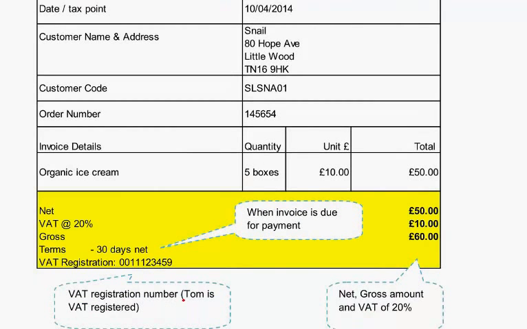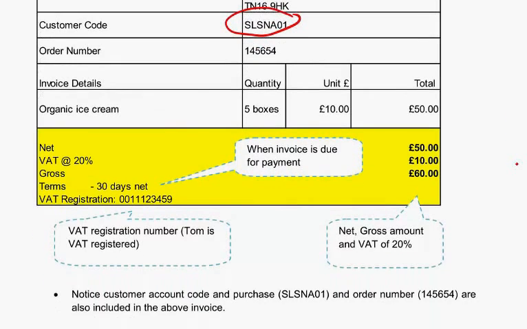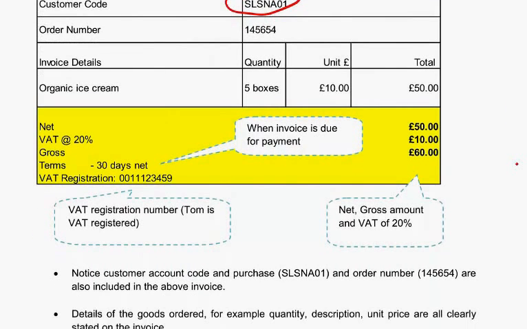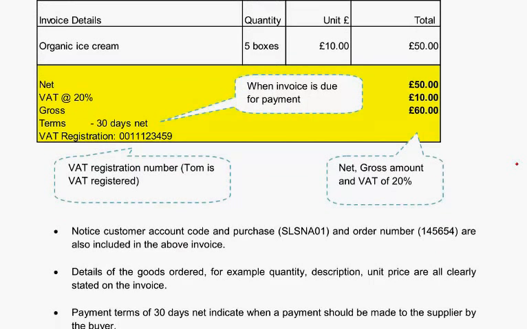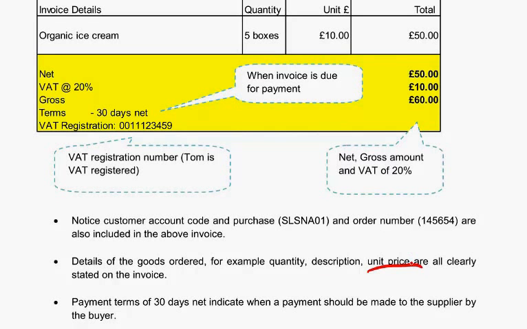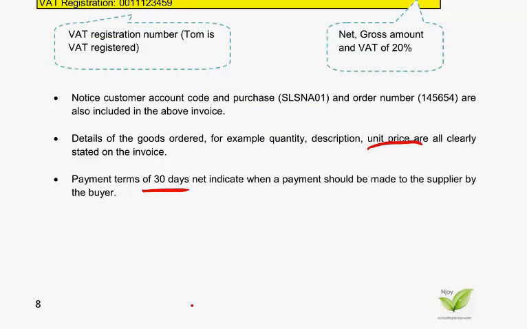So make sure you're familiar with what goes on an invoice, and potentially this customer code, you will need to know what the customer coding systems are for your exam. So little things to highlight really. Customer code, pointed that out. The goods ordered, the quantity, some description, any unit price. All of those things need to be detailed on an invoice, and the payment terms. So we'll look at other business documents when we come to the next video.